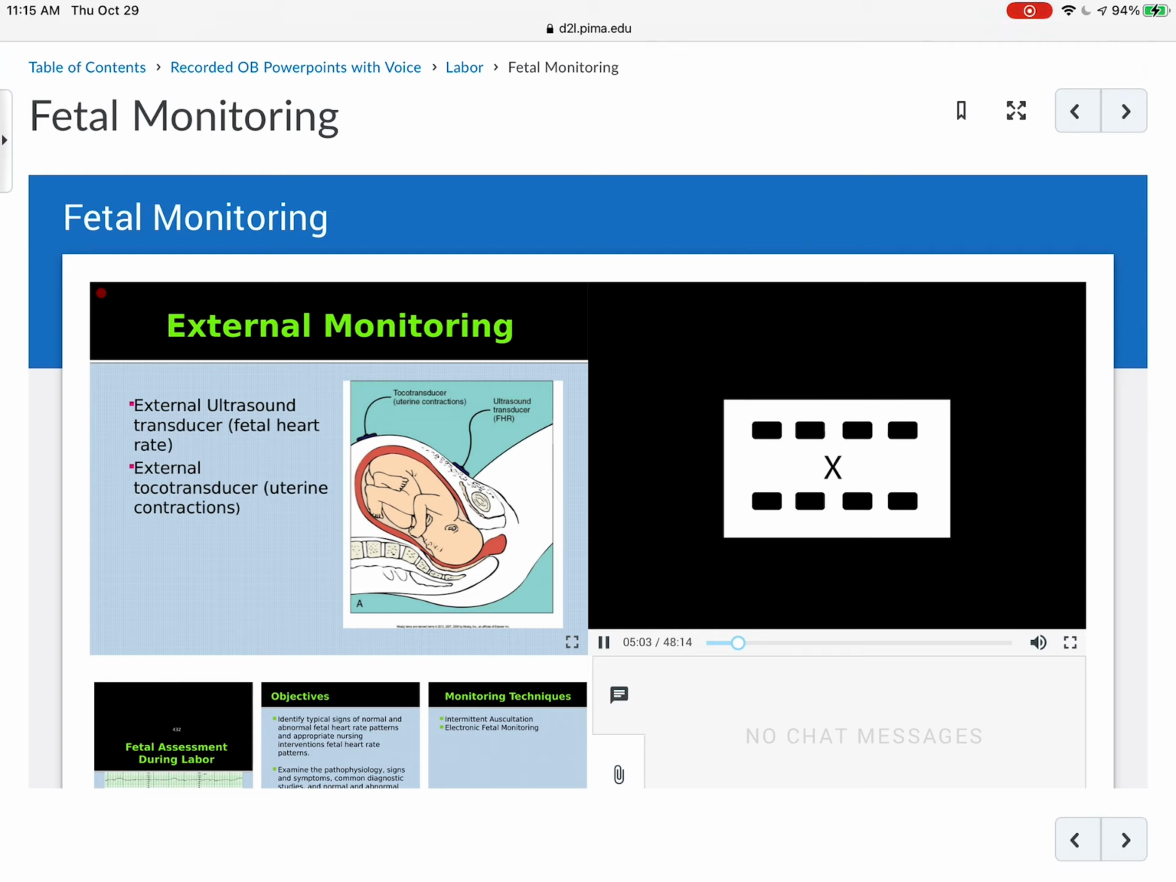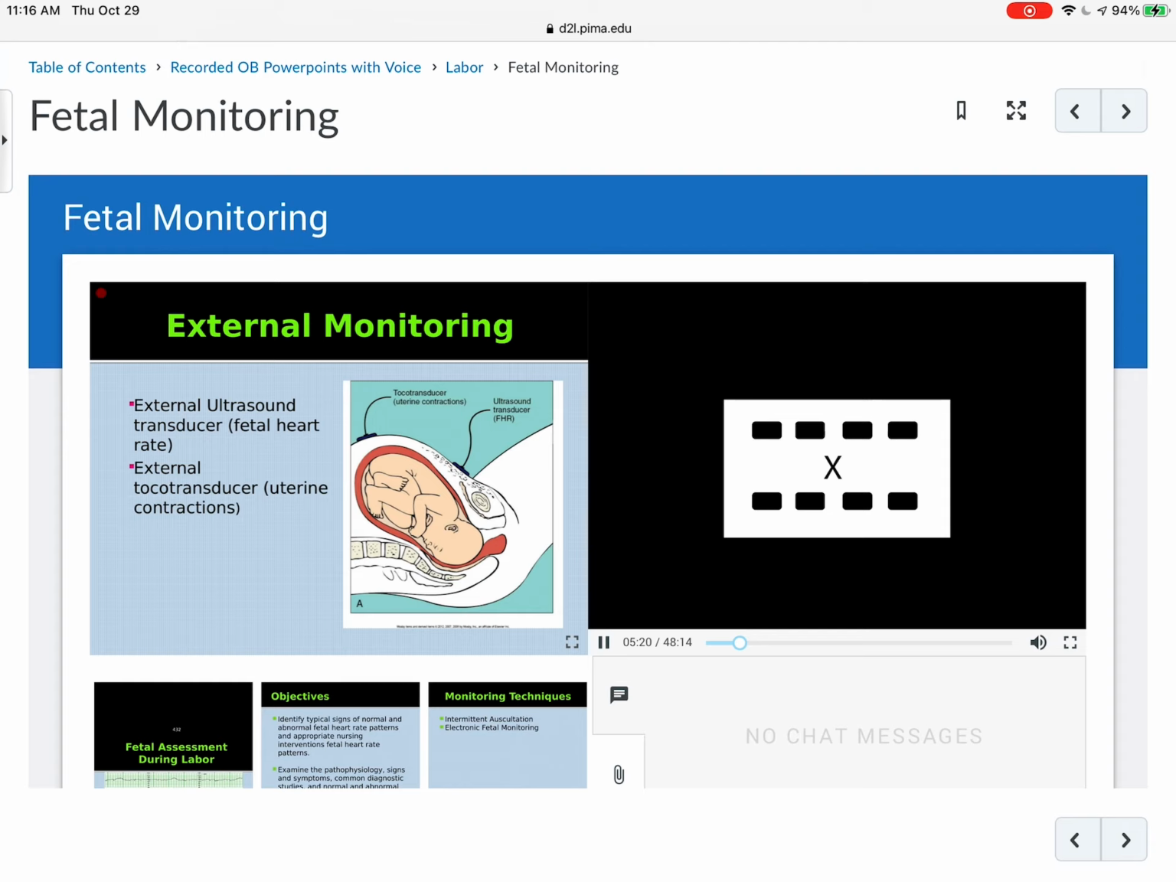If baby was on mom's right side, head down, we're going to pick up fetal heart tones in the right lower quadrant. If baby was left footling breech, the upper part of the back of the baby would be on the upper quadrant of the abdomen.